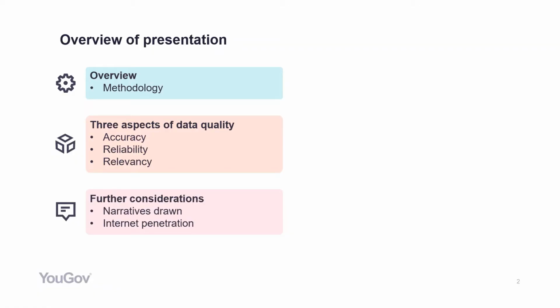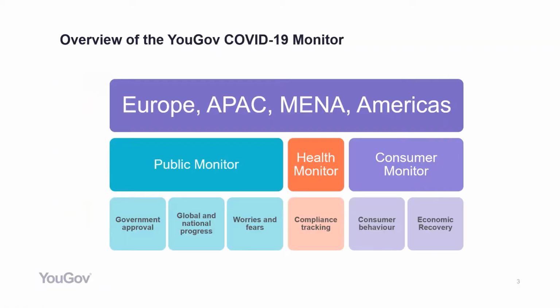So the COVID-19 monitor covers four major regions, which is Europe, APAC, MENA, which is Middle East and North Africa, and the Americas from Canada down to Mexico. It's broken up into three different products, which is the public monitor, the health monitor, and the consumer monitor, which each have their own different aims.